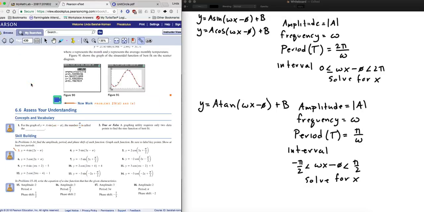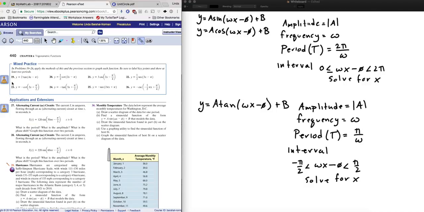The phase shifted graphs are right here on page 439, 3 through 14. Those are all sine and cosine. I'm pretty sure that's all they give you here. And then there's some tangent ones here as well. So you could also look at 19, 24. Yeah, just stick with those. Don't go outside of those.